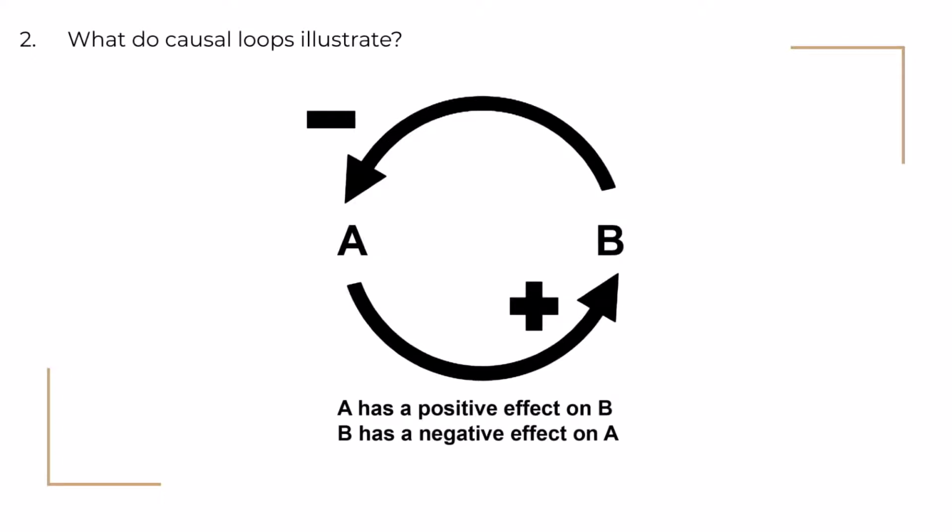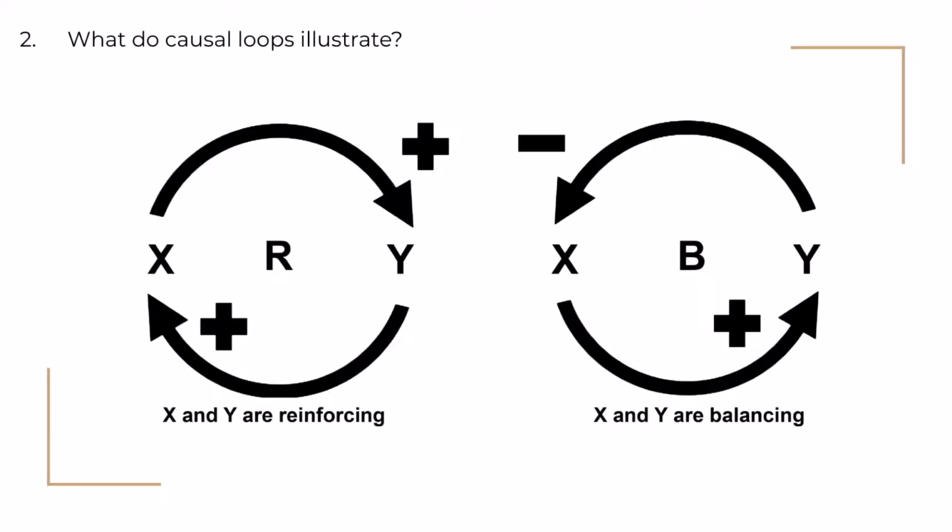So a causal loop shows a positive or a negative causal relation. On one hand, a loop can be reinforcing, meaning that two variables strengthen the effect of each other. In this case, X has a positive effect on Y, and Y in turn has a positive effect on X. This creates a reinforcing or growing effect. However, this doesn't have to be positive, as a negative effect can reinforce another negative effect, creating a shrinking effect.